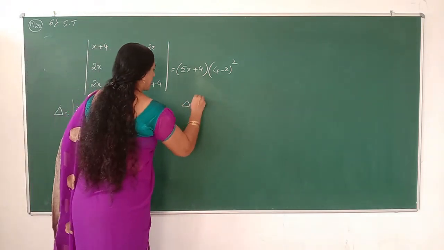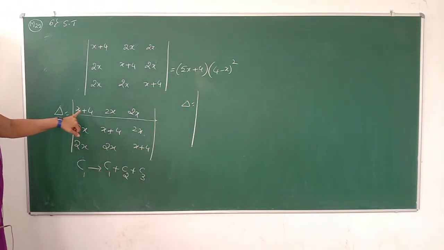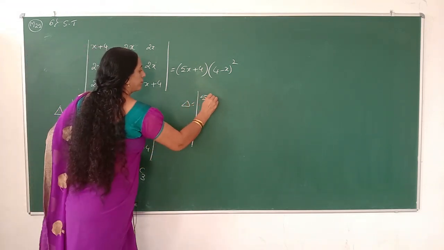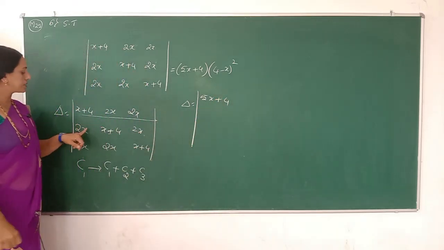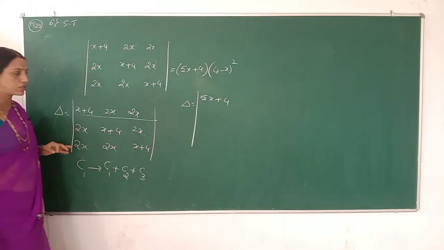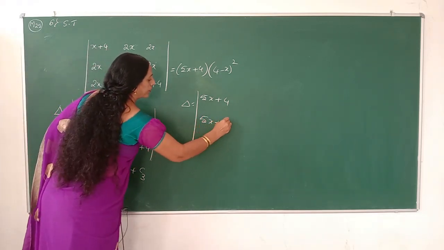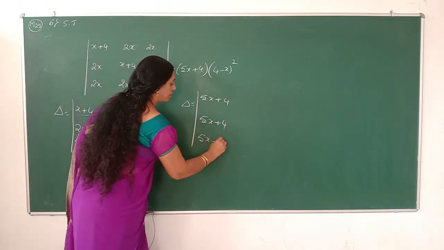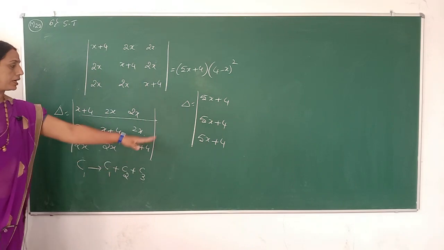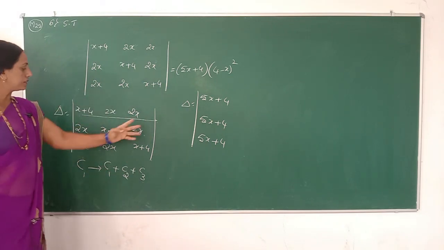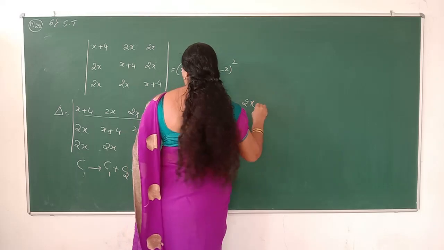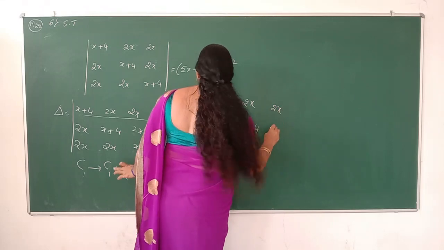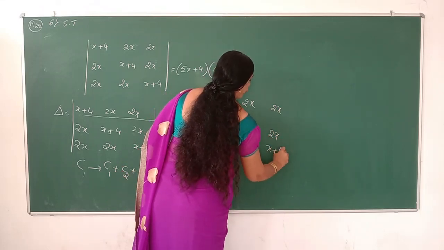Therefore delta is nothing but the elements of the first column. x plus 4, 2x, 2x is nothing but 5x plus 4. Similarly, the second elements 2x, x, 2x is also 5x plus 4. Now the third elements 2x, 2x, x plus 4 can be written as 5x plus 4. These are the elements of the first column. The second and third columns do not alter. That is 2x, x plus 4, 2x, and the third column is 2x, 2x and x plus 4.